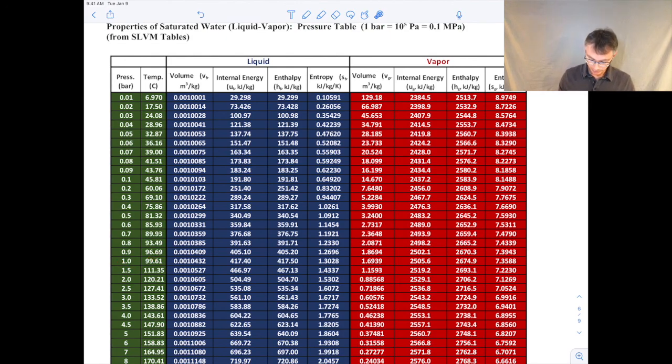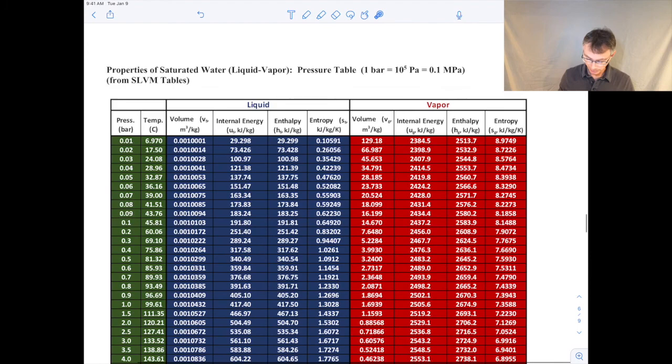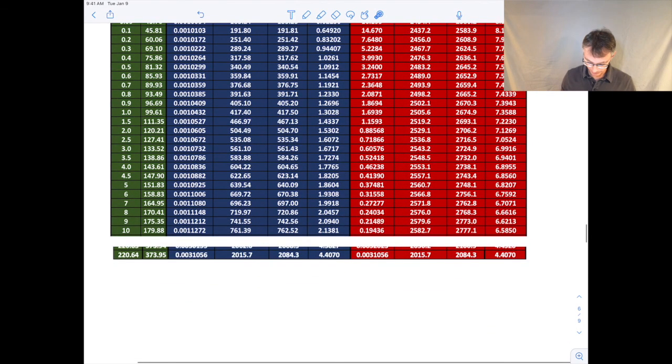So the same sort of thing, we have the saturated liquid properties, saturated vapor properties. So the same idea, it's just organized a little differently. And again, at the bottom of the table, you have the critical point values. This one is actually at the critical point, and I know that because all of these properties are the same as what you have for the saturated vapor.